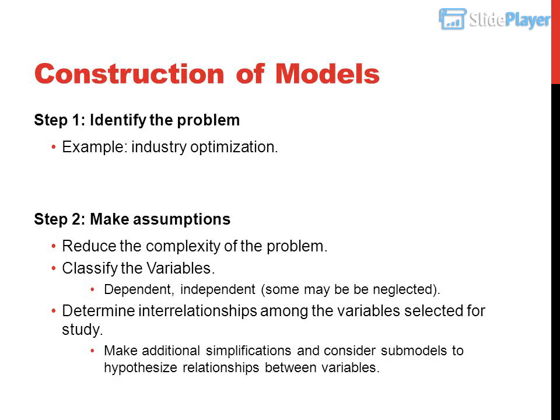Construction of models. Step 1. Identify the problem. Example, industry optimization. Step 2. Make assumptions. Reduce the complexity of the problem. Classify the variables: dependent, independent, some may be neglected. Determine interrelationships among the variables selected for study. Make additional simplifications and consider submodels to hypothesize relationships between variables.